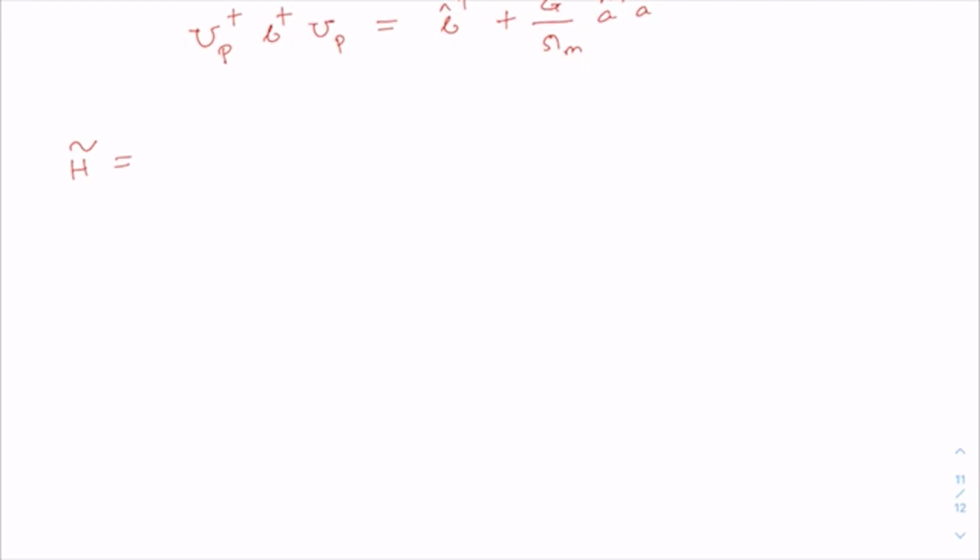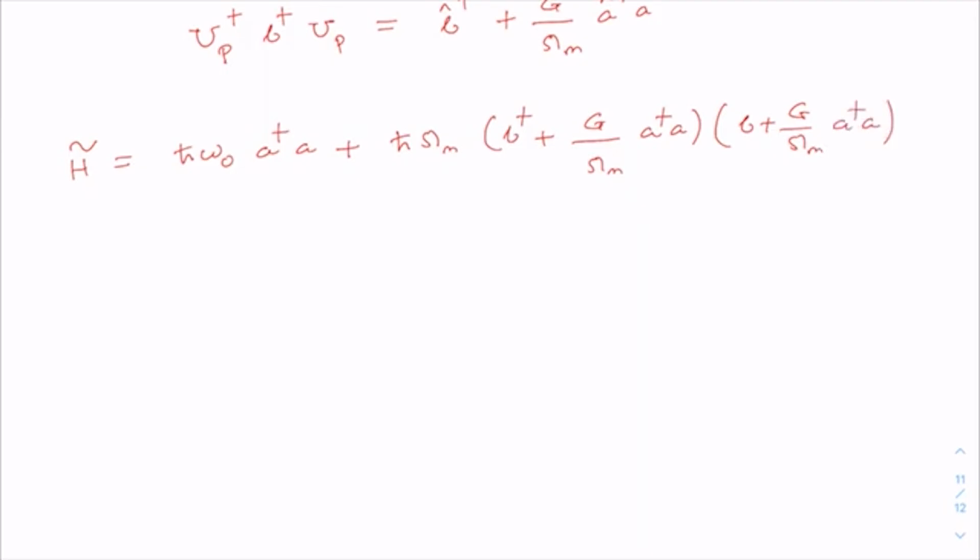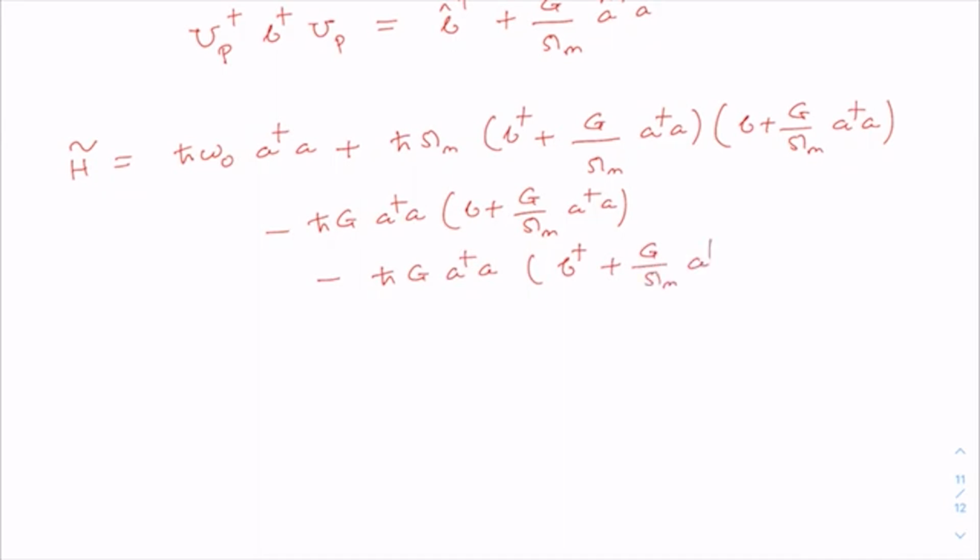Let me write the full expression, then I will simplify it. I will get h cross omega 0 a dagger a plus h cross omega m b dagger plus capital Z by omega m, a dagger a into b plus z by omega m, a dagger a, then we'll have a term like h cross z, a dagger a, b plus z by omega m, a dagger a, and I will have minus h cross z, a dagger a, b dagger plus z by omega m, a dagger a.